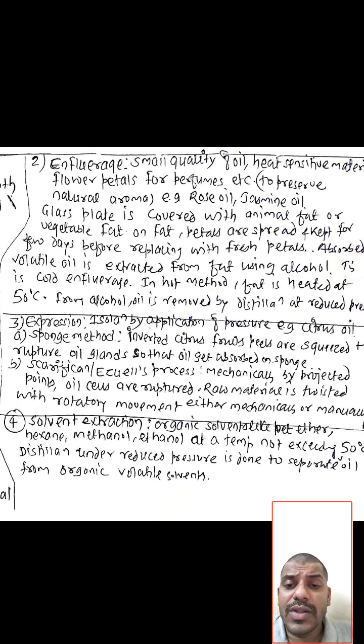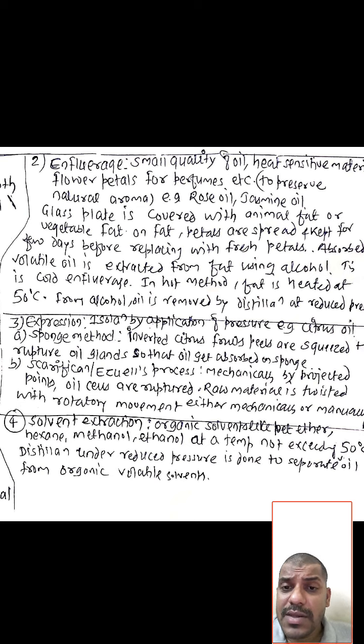Then we will melt this fat in a careful manner. Then we will remove this oil from the fat at low temperature. So here once again I read this: a small quantity of oil is present. In that case only we use this method. It is for heat sensitive material, because there is minimum use of heat. Flower petals are taken basically for perfume purpose, to preserve their natural aroma or natural fragrance. For example, rose oil, jasmine oil.